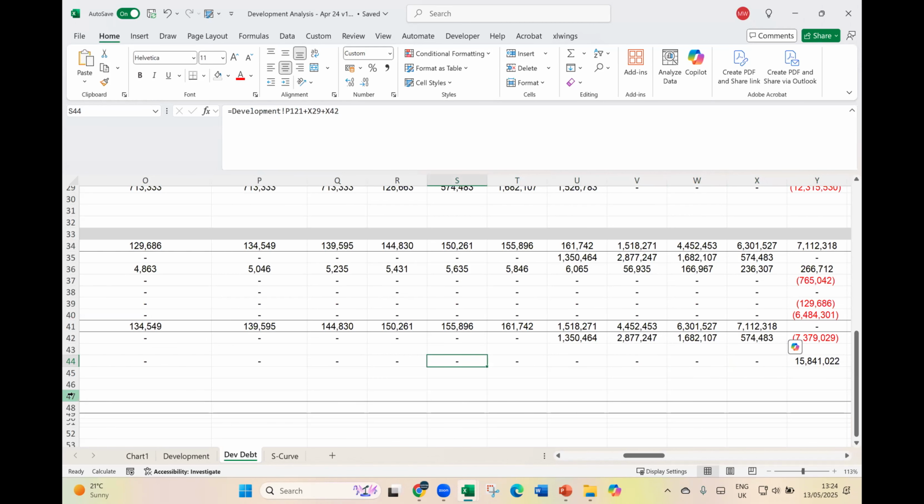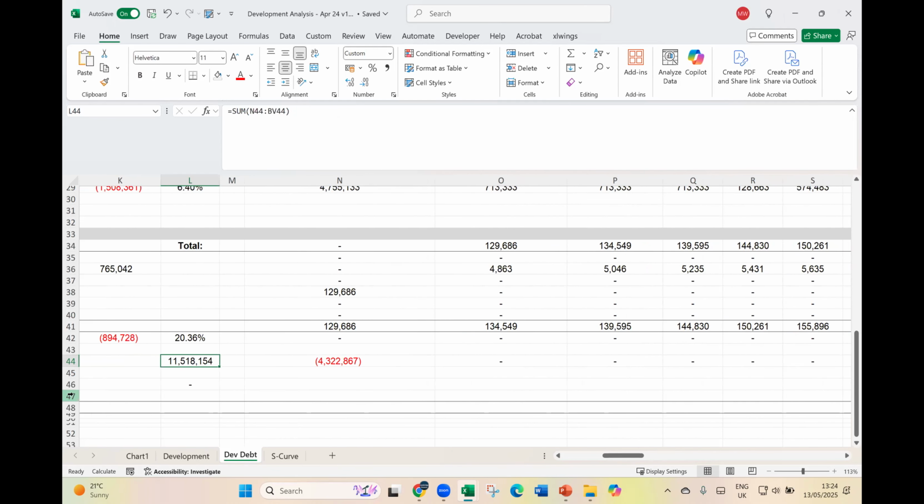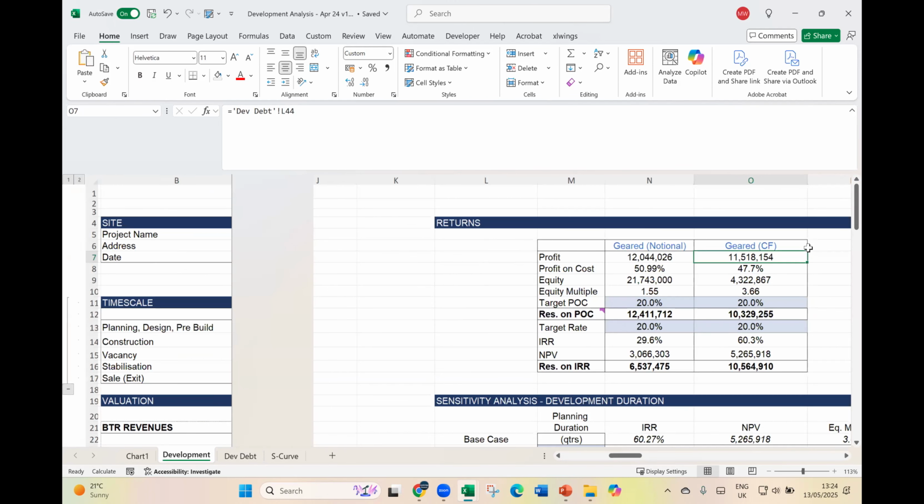It means that the 15 million will pay your equity, you return your equity, the 4.3 million, and whatever you have left over is your profit. So 15 million is the total amount that you're going to get, and then your profit is 11 million because the extra 4 million is the equity repayment, so to say. Okay. And then you get profit on cost.